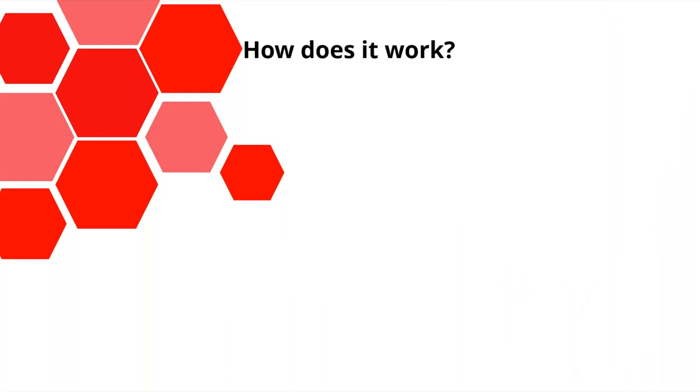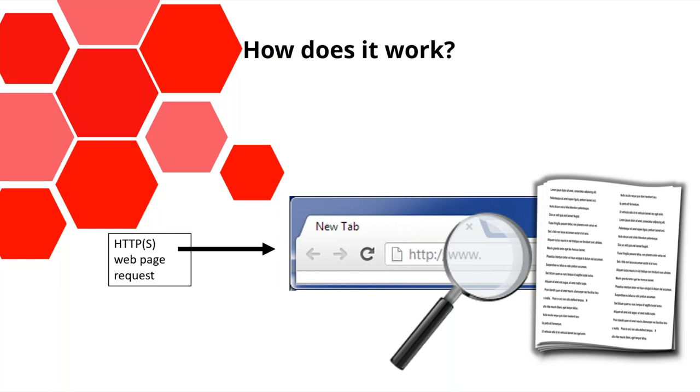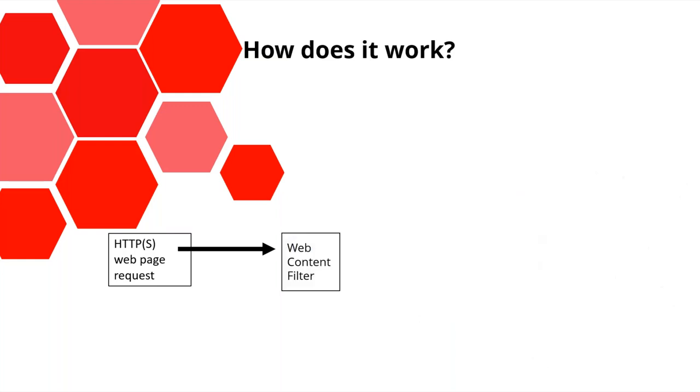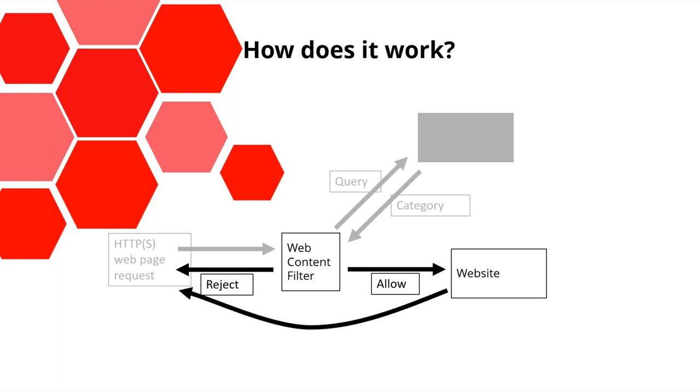So how does it work? When a user is trying to open a website, the HTTP or HTTPS encrypted request is sent from the computer. With web content filtering enabled, the router will send the request to the service provider database first. Once the category of the website is confirmed, the firewall will reject or allow the content of the website to be sent to the user.